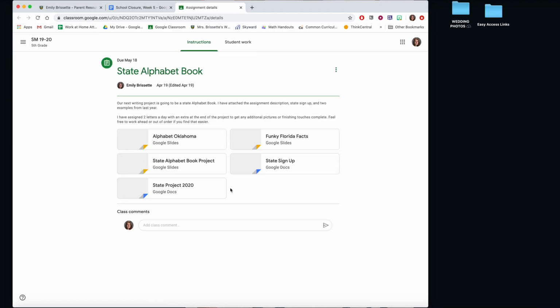We're starting a new project for writing. It kind of combines our states in addition to our just kind of a mini explanatory essay in the terms of a project. I have 2 examples for you.